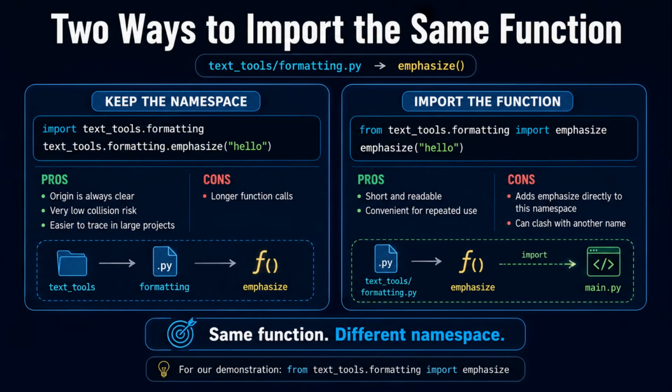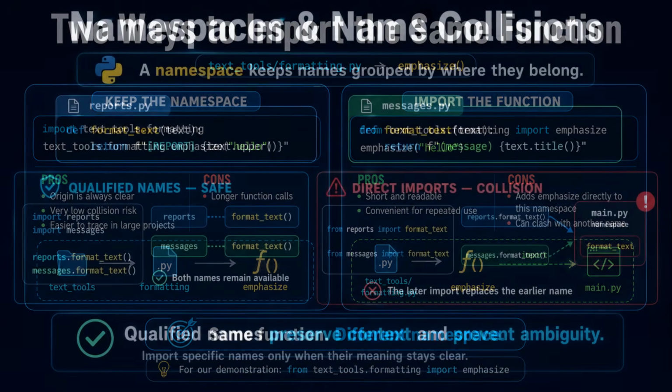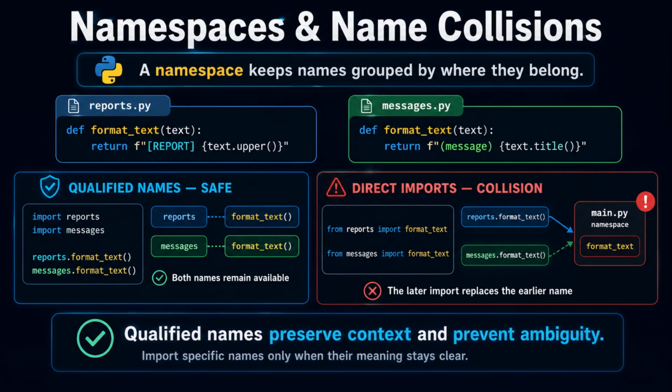The choice depends on whether brevity or a clearly qualified namespace is more useful in that part of the program. For our demonstration, we'll use the shorter direct form: from texttools.formatting import emphasize. A namespace keeps names grouped according to where they belong. This allows different modules to use the same function name without interfering with each other.